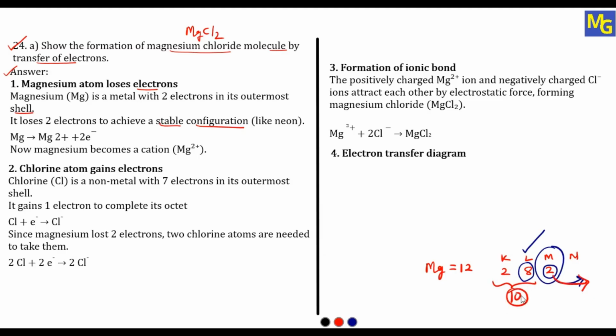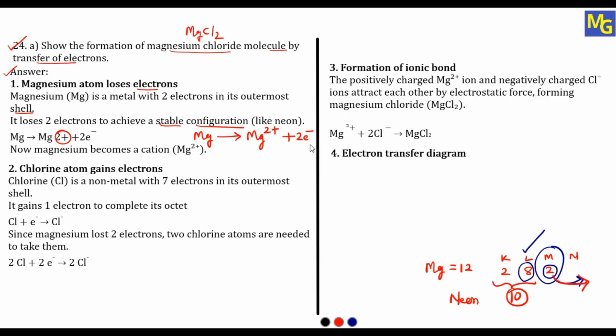And 10 is the atomic number of which element? It is of neon, and neon is a stable element. So to attain this configuration, magnesium will lose 2 electrons. This can be shown by this reaction. Mg will become Mg2+. This should be written like this. I am writing once again here. See, Mg will become Mg2+, and 2 electrons will be liberated.